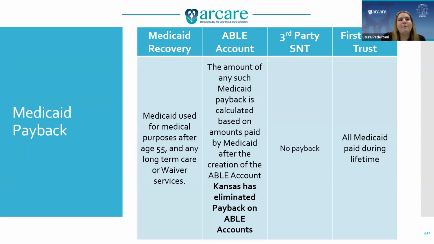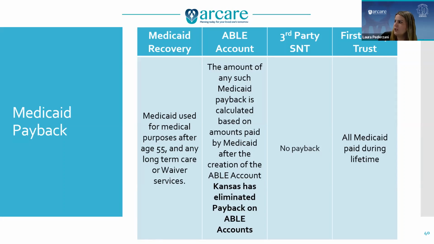So again, let's talk about Medicaid payback, because I want to compare and contrast this, because this is where a lot of individuals have questions. ABLE accounts: while there is the option for a state to recoup, Kansas has eliminated the payback on ABLE accounts. A third-party trust has no Medicaid payback. A first-party trust, whether it is pooled or private, has the payback provision for all Medicaid paid during the individual's lifetime. So I wanted to reiterate that with everyone.